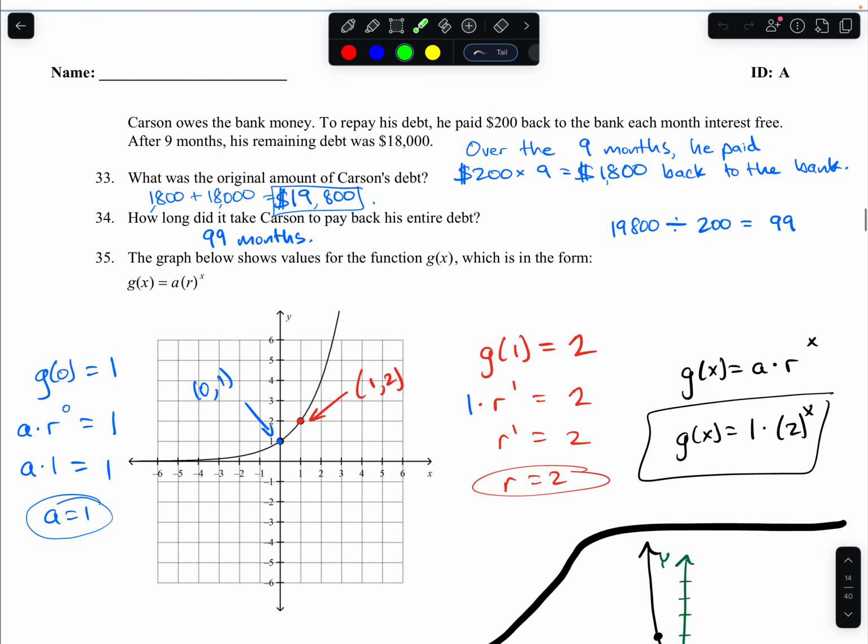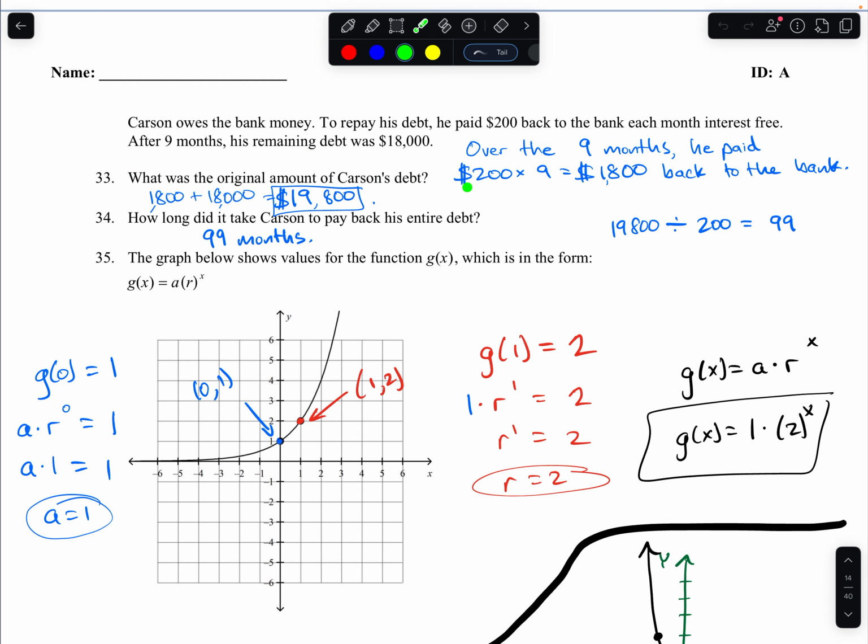Here's the next one. Carson owes the bank money. To repay his debt, he paid $200 back to the bank each month, interest free. Sorry. This is a really nice bank. It's not charging any interest. I don't think that's real life, but after 9 months, he still owes $18,000. And we need to find out what was the original amount of his debt.